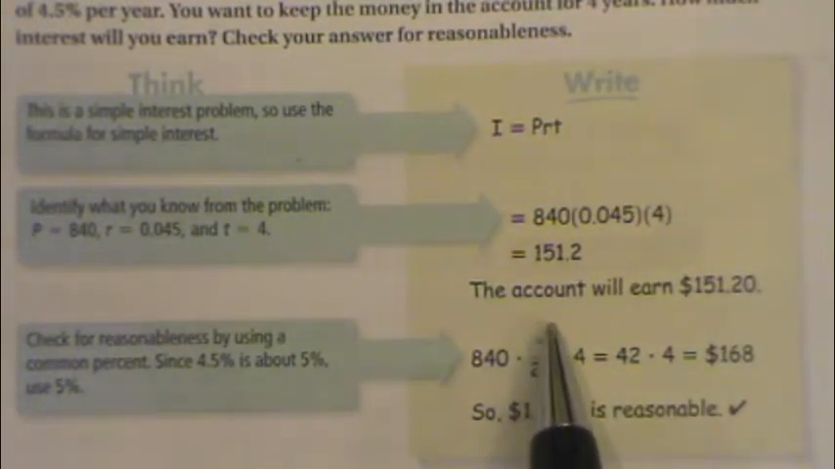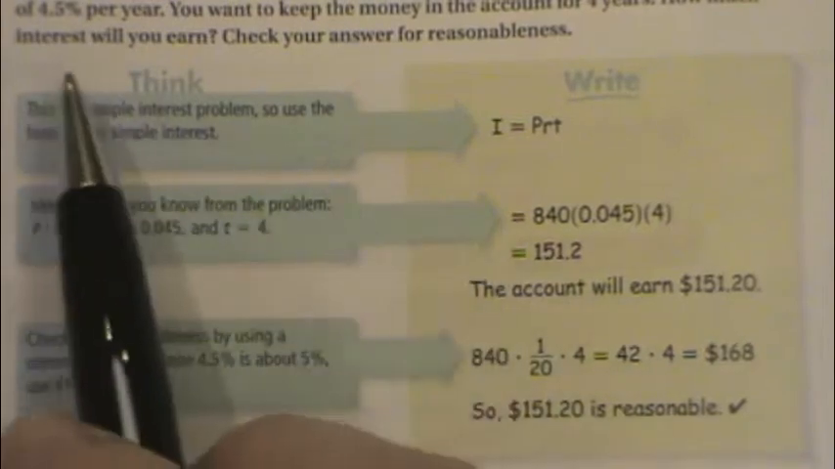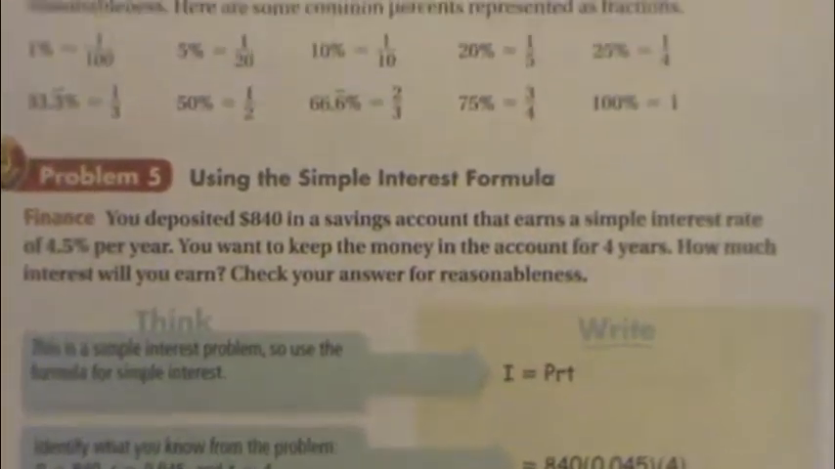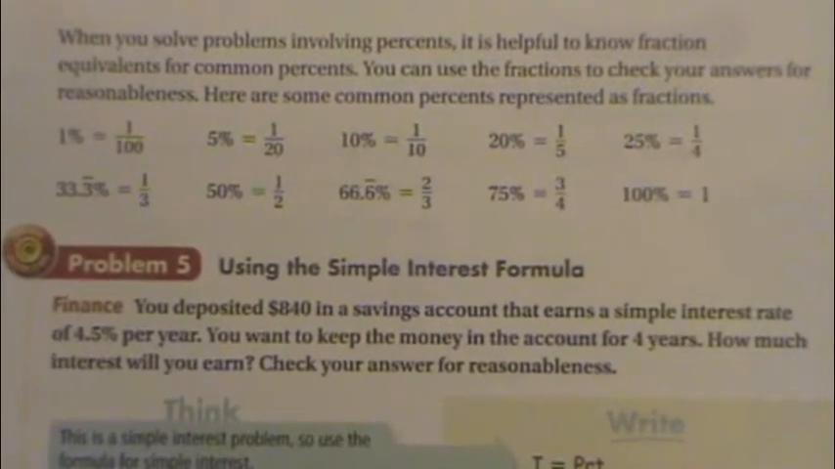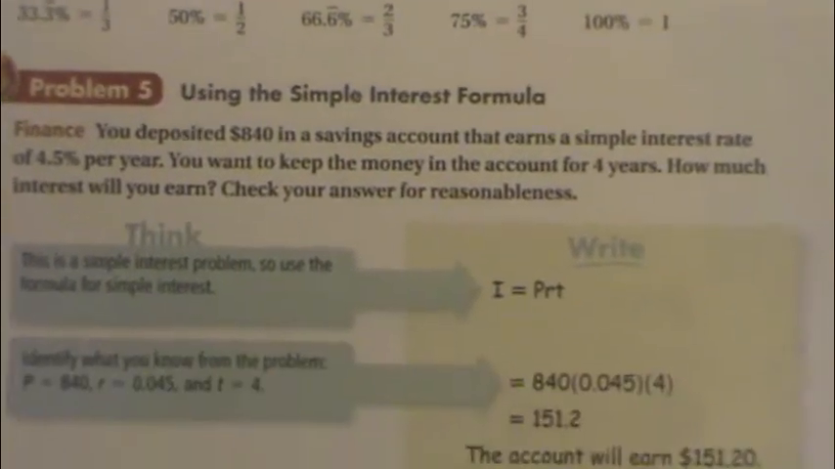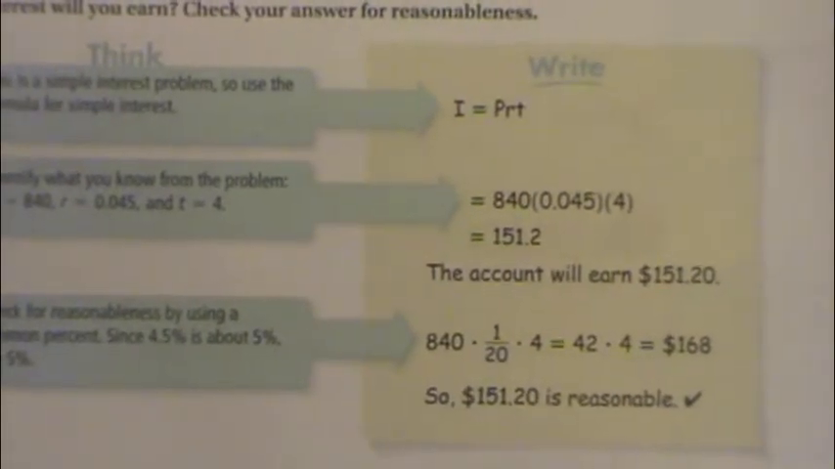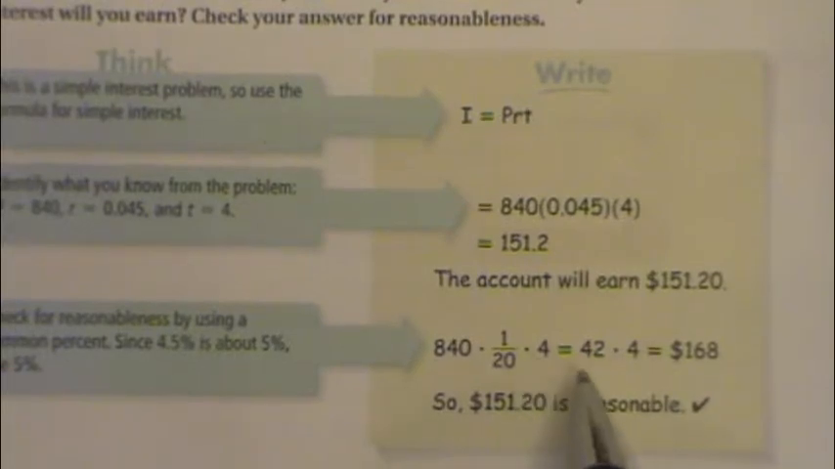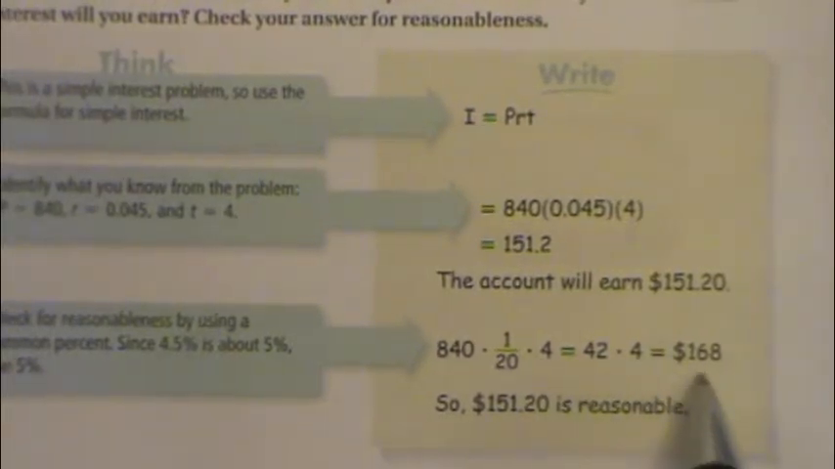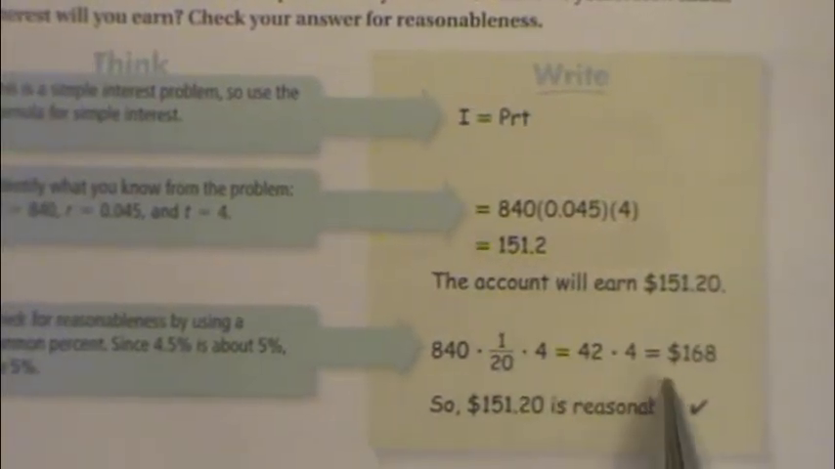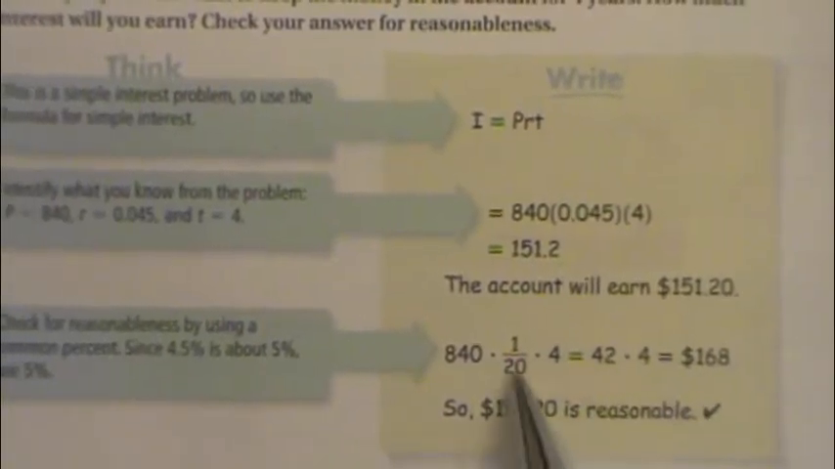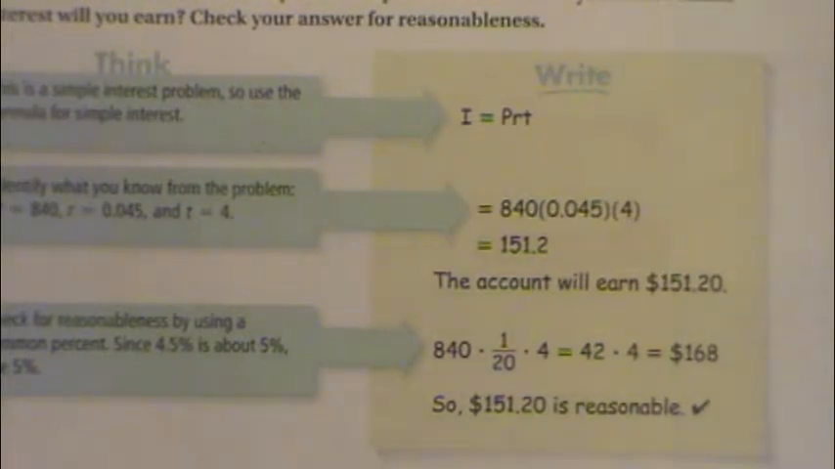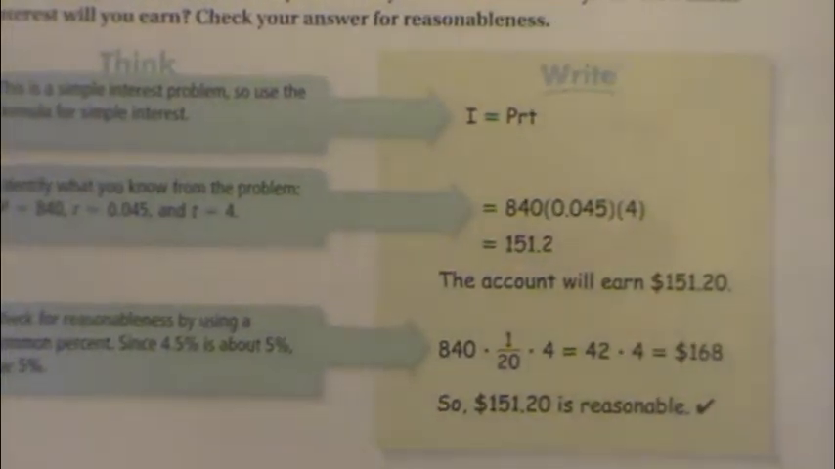Then when they say check for reasonableness, they're rounding. We started with an interest rate of 4.5% a year, which is almost 5%. We know that 5% is 1/20th. So down here they just checked. Well, 840 times 1/20th times 4 years equals 42 times 4, which is 168, which is pretty close to 151.2. This is just a quick estimate to make sure that you are on the right track with your answer. Got it, number 5, and then we are almost done with this video.